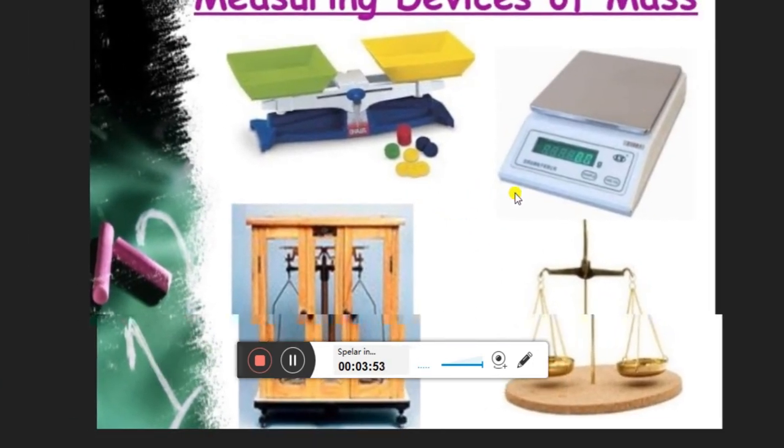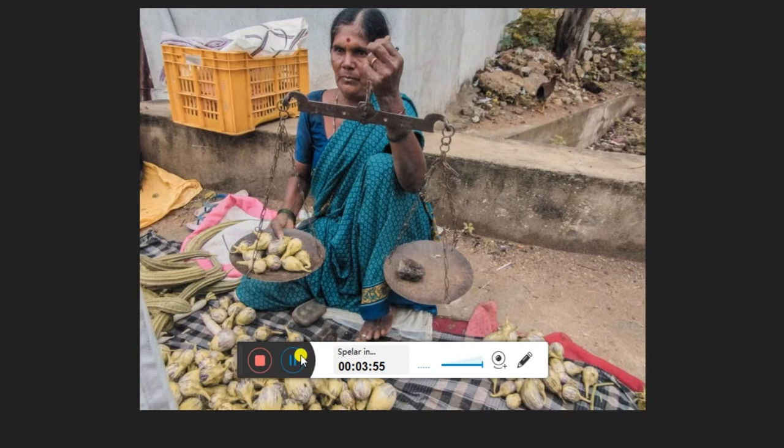First is the beam balance. You can see here, this lady is using the beam balance. Whenever you purchase fruits or vegetables from the vegetable vendors, you can see they are using this kind of instrument. This is called the tarazu, also known as the beam balance. On one side they keep the standard unit and on the other side they keep the things.